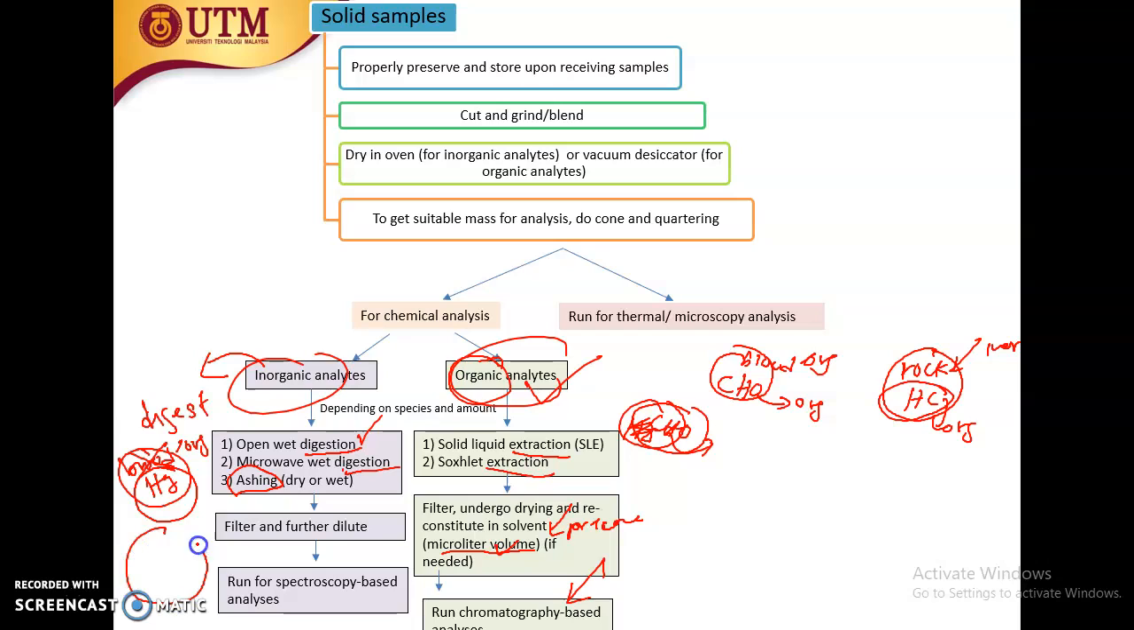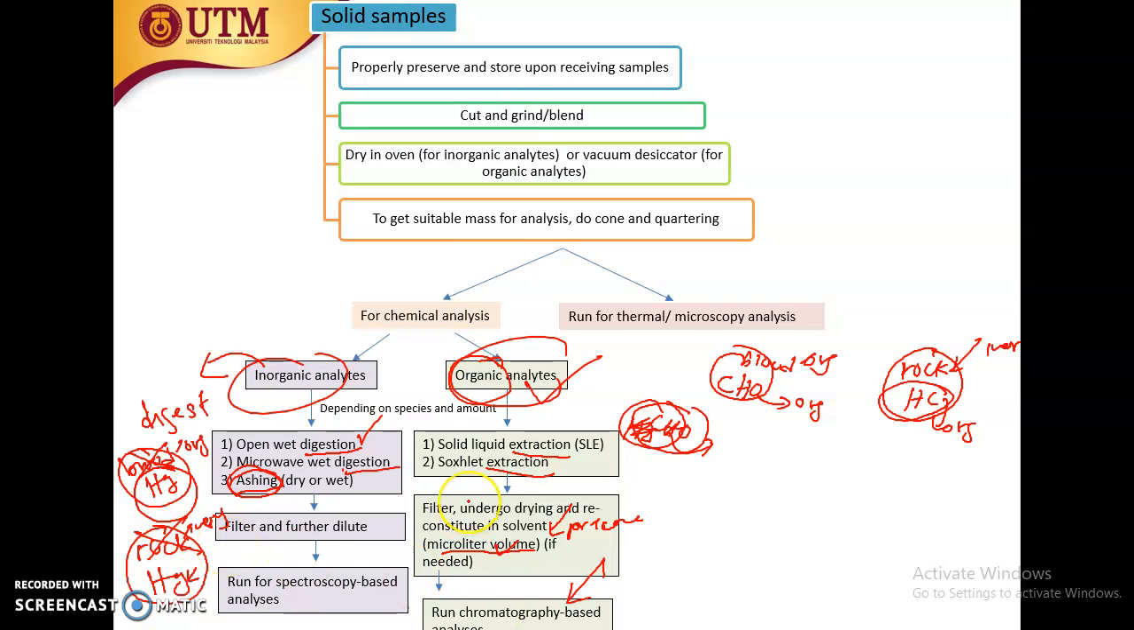And then another one, you have rock. Rock is inorganic, right? Inorganic sample. And then still you have mercury inside that rock. So inorganic analyte inside inorganic sample. You have to use etching, because only etching can destroy the rock. So it is always like that.